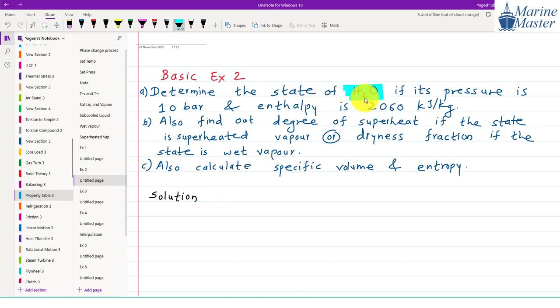So now, what is the pressure of H2O? The pressure of H2O is 10 bar. And how much enthalpy have they given us? 2060 kilojoule per kg. So enthalpy is 2060 kilojoule per kg.